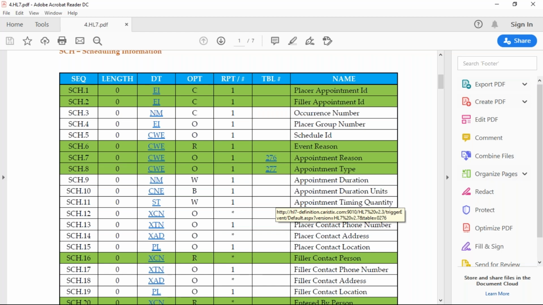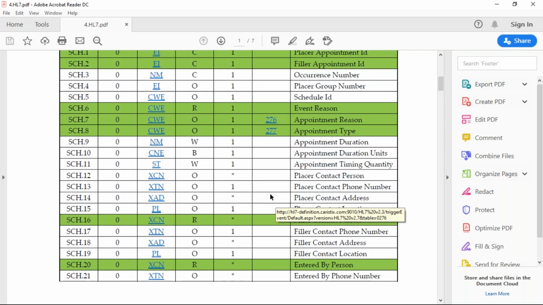If it is complete, it means that it is confirmed. If it shows tentative, then it means that the appointment may or may not be there. So that kind of information is sent in SCH8. SCH6 has comments. SCH7 has the appointment reason, which is whether it is a follow-up visit, nurse visit, or a flu shot visit, and so on. And SCH8 is the appointment type, which indicates whether an appointment is confirmed, tentative, or rejected.